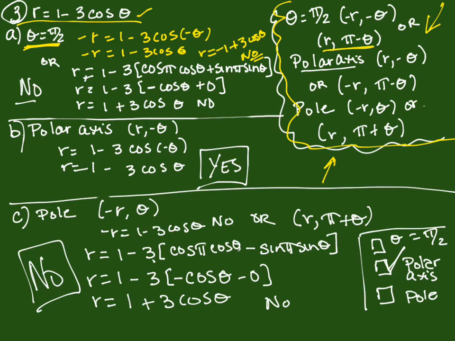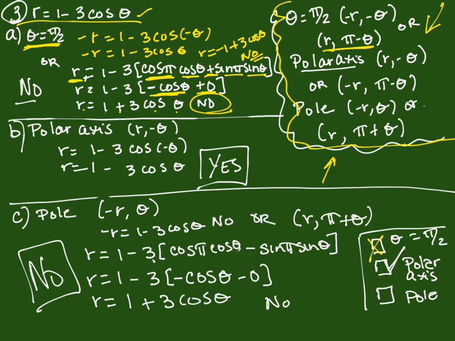So I go to the or part, and I replace r with r. Keep r, don't replace it. And your angle becomes pi minus theta. And with a cosine, that would be cosine cosine, and then because it was a minus, it becomes a plus. So cosine cosine plus sine sine. Cosine pi is negative 1, so you get a negative cosine theta plus 0. So you end up with r equals 1 plus 3 cosine theta. So that is a no. So no to symmetric to theta equals pi over 2.